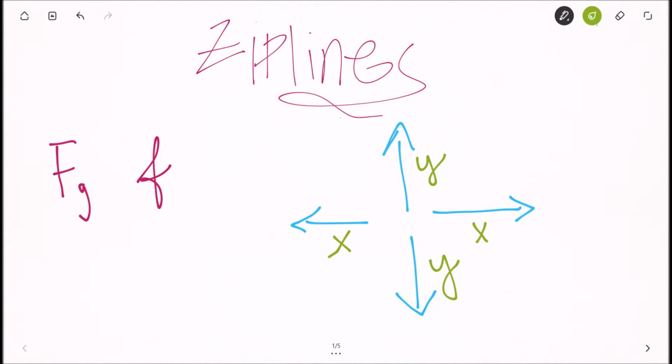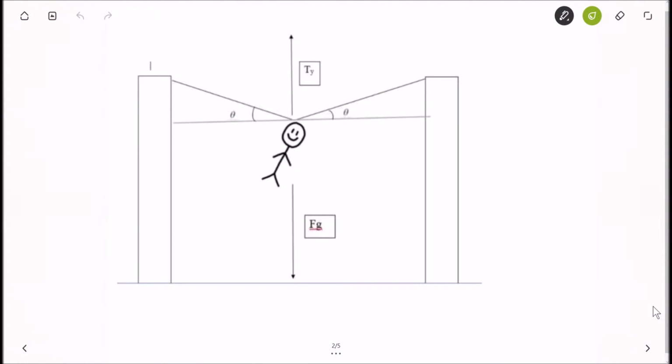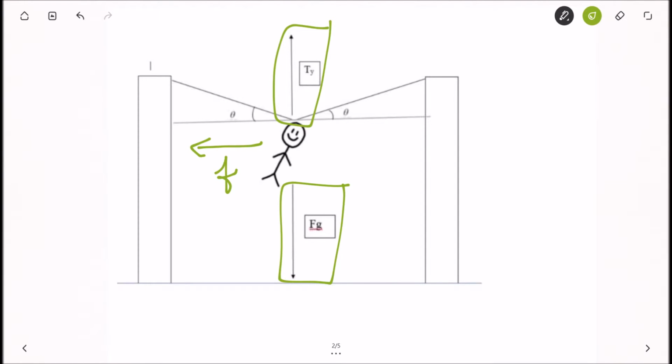Tension has both x and y components in zip lines. There is tension from the cable, and there is force of gravity from the hanging person. The cable of the line should be angled so the person can actually accelerate down the line. There is frictional force that occurs when the rider pulls down on the line through a pulley system. Because of the natural decline, there is less friction, also causing the person to accelerate.